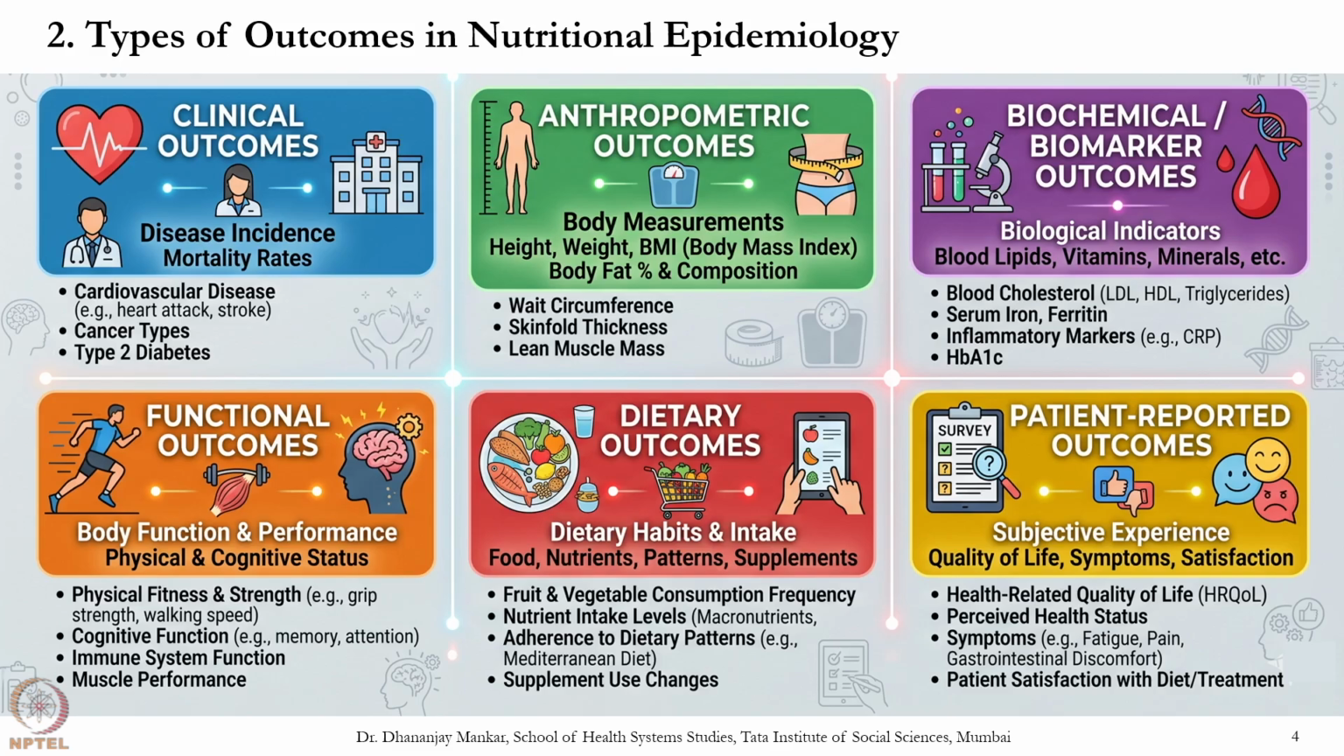Patient reported outcomes are where a patient gives subjective information about the health or disease condition, quality of life, symptoms, and satisfaction. So you may have health related quality of life (HRQL), perceived health status, symptoms like fatigue, pain, gastrointestinal discomfort, and patient satisfaction with diet or the treatment. So these are the patient reported outcomes, among the different types of outcome stated here.